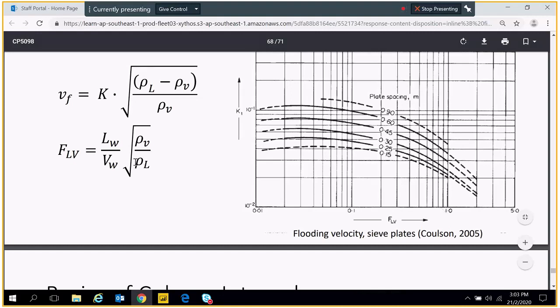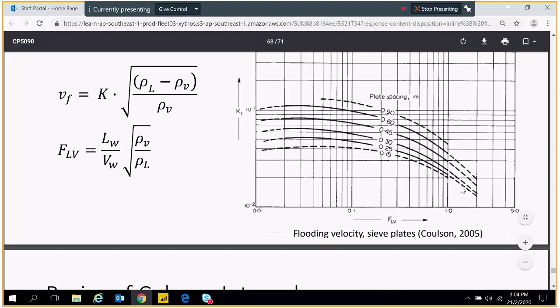How can the FLV increase? FLV will increase when the vapor mass flow rate, V, decreases and the liquid density decreases. The vapor flow rate decreases, the density of liquid decreases. This one smaller, this one smaller, FLV becomes bigger. Bigger is on the right hand side.